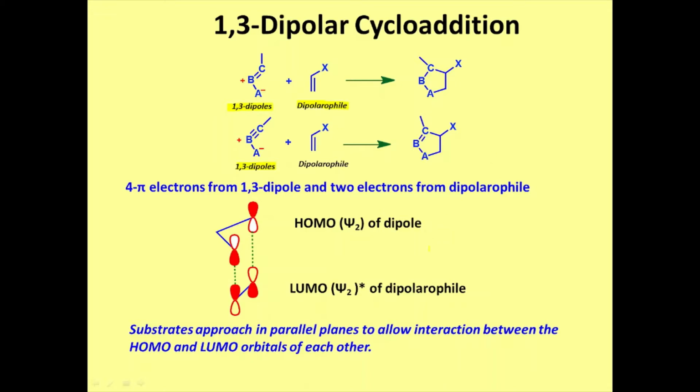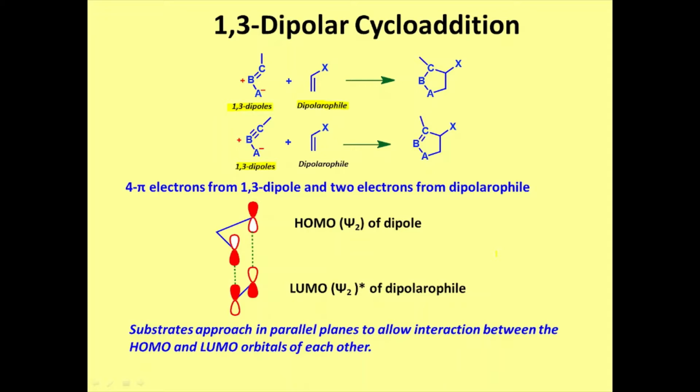And importantly, the HOMO of the dipole will participate in the reaction, and the LUMO of the dipolarophile will participate, and usually or most preferably the substrates will approach in parallel planes that will allow the interaction between the HOMO and the LUMO orbitals of the dipole and the dipolarophile to give a better yield of the product. So for that, this orientation of the dipole and dipolarophile is very important.